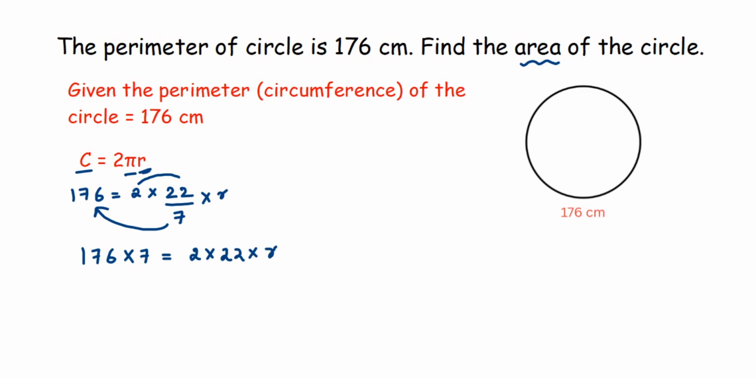Now we will move this 2 times 22 from the right side, we'll move it to the left side. We can see that these two numbers are being multiplied. When you move this to the other side, they will get divided, or it will go to division. So we can write this as 176 times 7 divided by 2 times 22 is equals to r. Now we have isolated the r. We have to solve the left part, simplify it and get the r value.